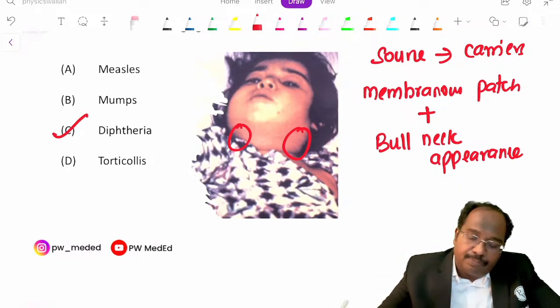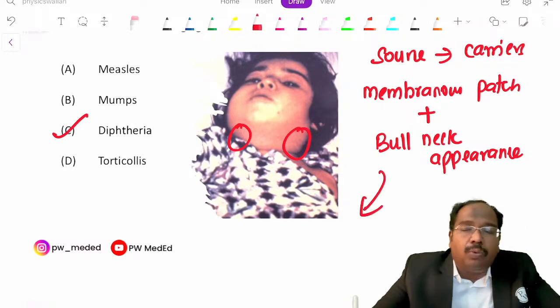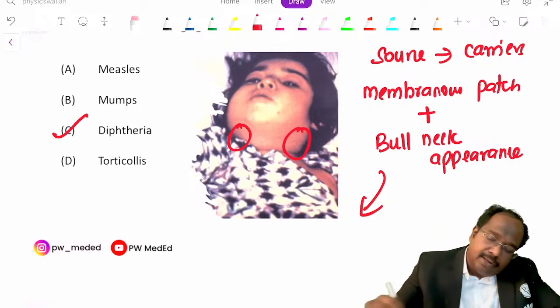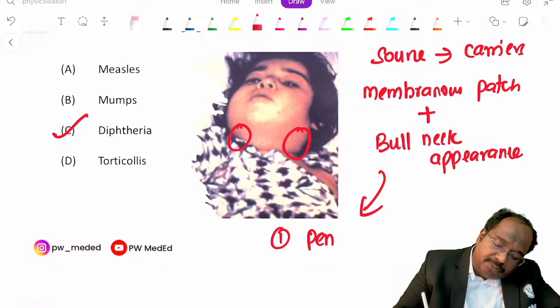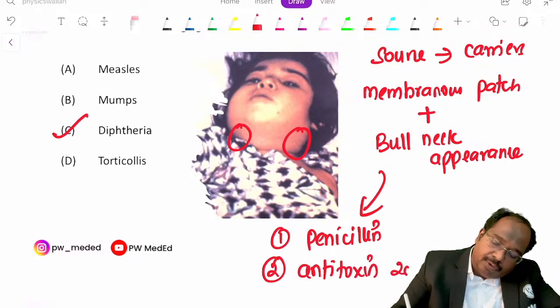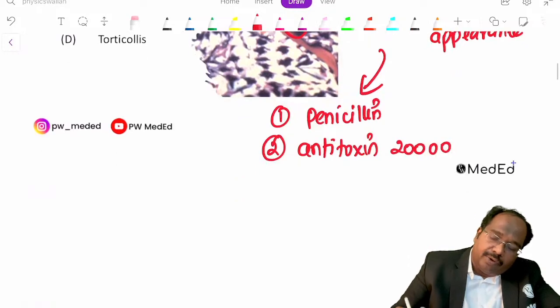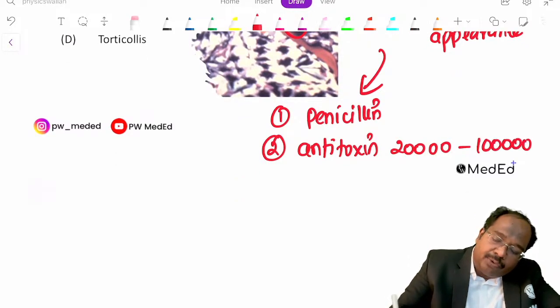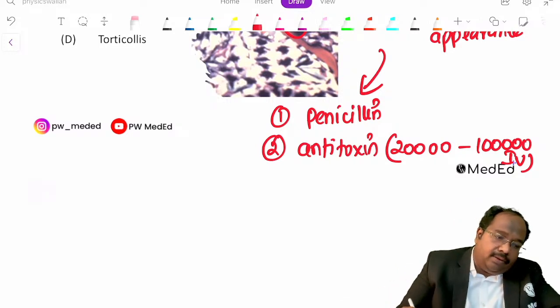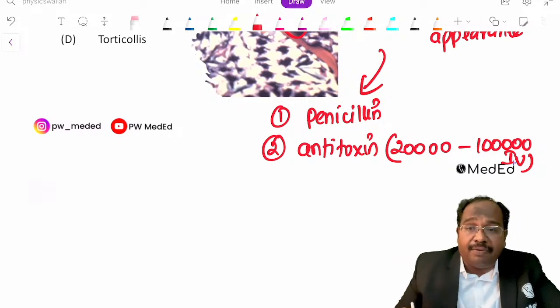So what you are supposed to do is treat them. What is the treatment? The agent is Corynebacterium diphtheriae. You have to give penicillin. Second, you can give antitoxin, based on the severity. 20,000 to 1 lakh international units you can provide. Penicillin, and you can give antitoxin. Okay, fine. This is the treatment for cases.